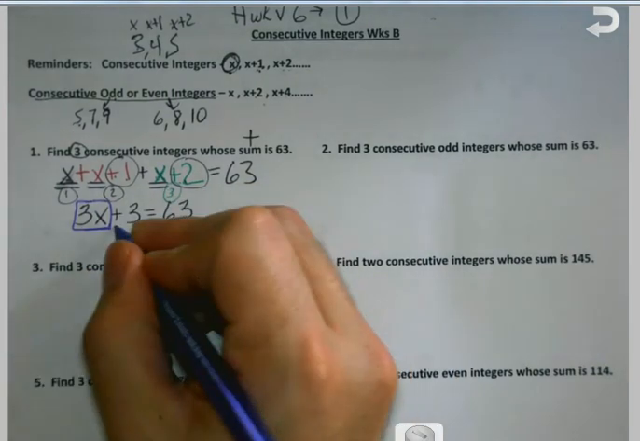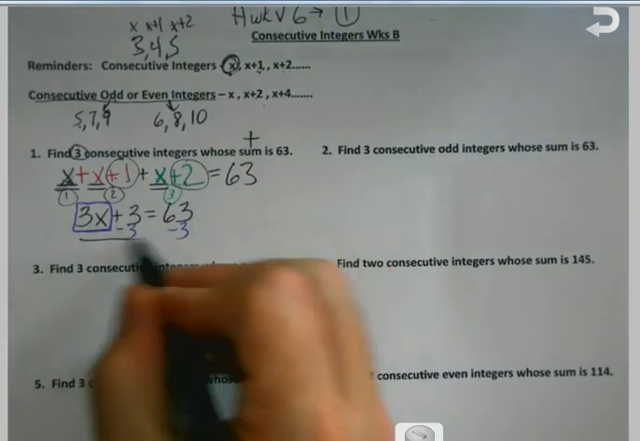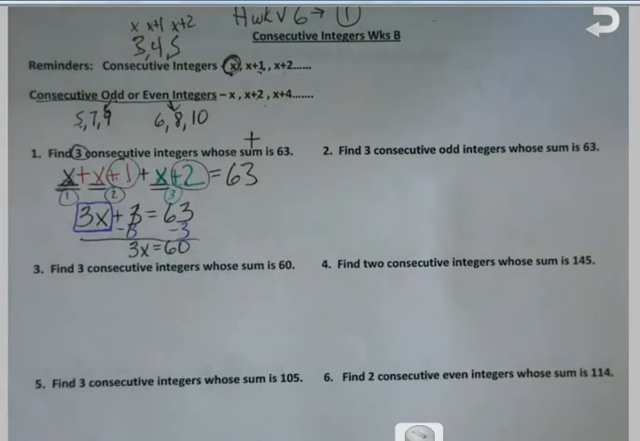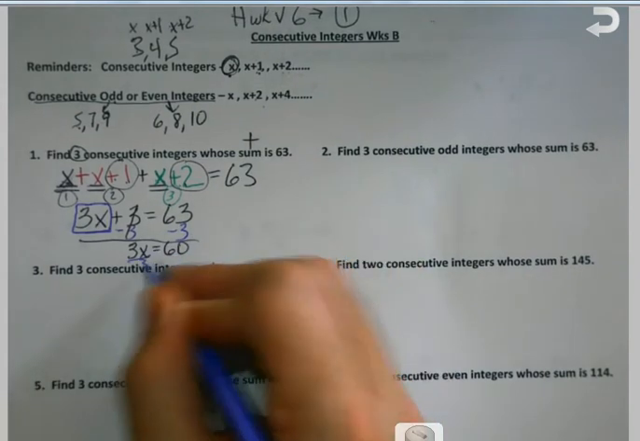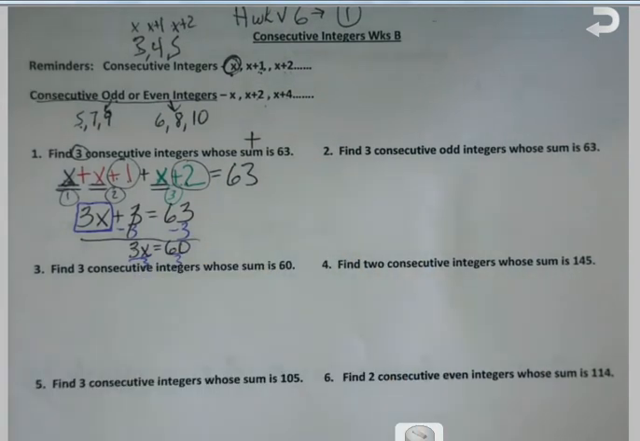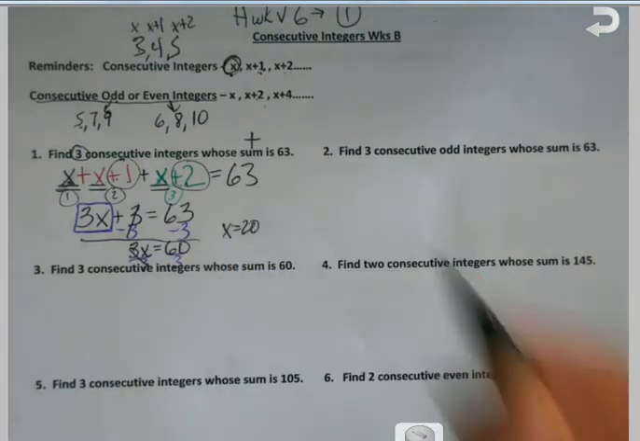Yeah, subtract the 3. And then that last step, just like we've been doing since then, to undo multiply, because again, opposites are how we undo it, would be to divide by 3. And I get this value, x is 20.